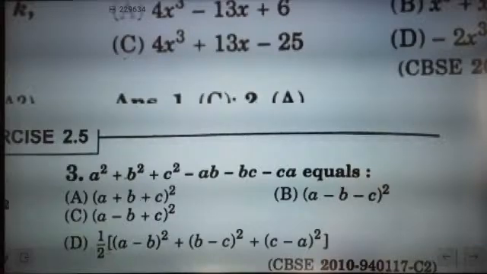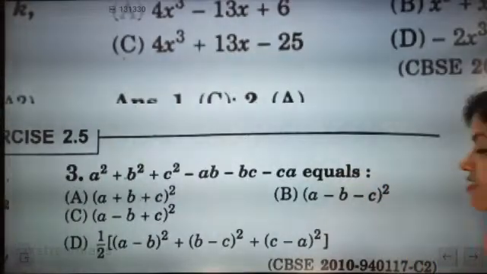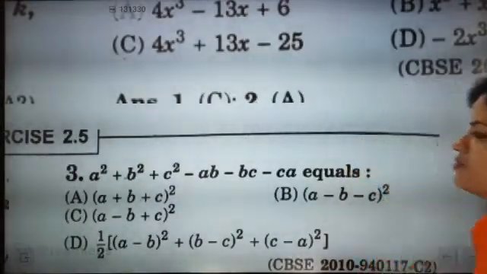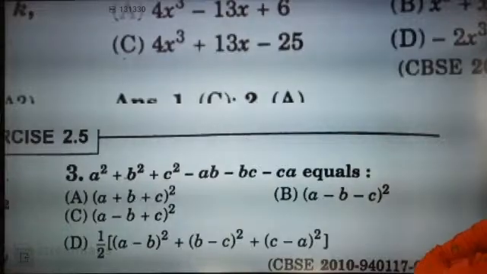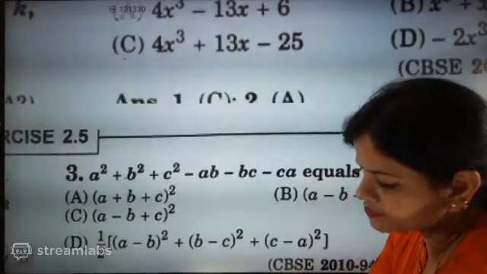a² plus b² plus c² minus ab minus bc minus ca equal to what? Which answer is going to be correct? a² plus b² plus c² minus ab minus bc minus ca will be equal to which one?